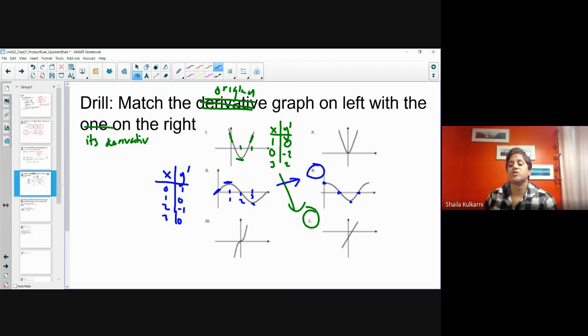A trig function becomes another trig function. Okay, and then for number 3, same thing. I'm going to go here, and I'm going to do it off to the right. I'm going to go x and y prime.